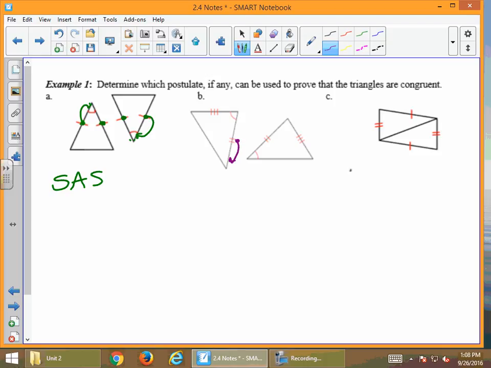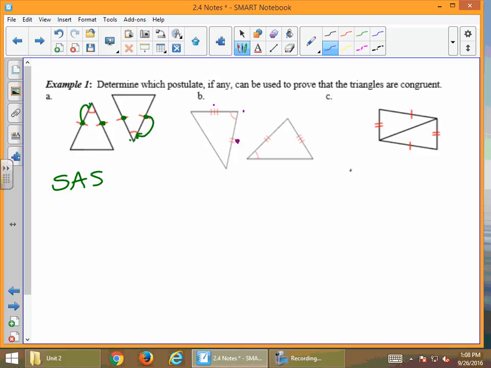That's not going to be helpful. So you need to go the other way. I'm going to start with this side. I'm going to go from this side to this angle to this side. So I went from 2 tick marks to 1 arc to 3 tick marks. Okay? We have to follow that same exact pattern in the other triangle.